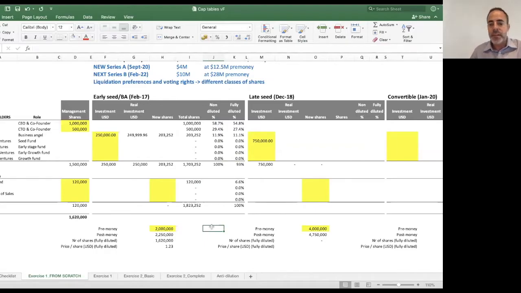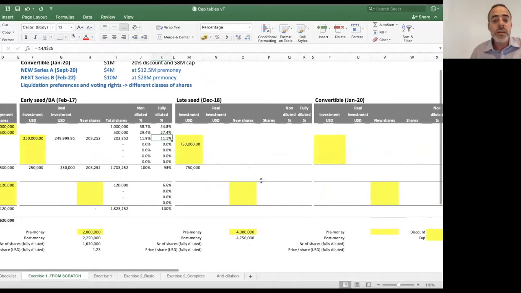I went a bit quick, but I think it's pretty straightforward, right? These are the different stakes. On a fully diluted basis, these are the stakes. On a non-fully diluted basis, the new investor is going to get 11%, fully diluted 11.1, okay? What happens in the new round?